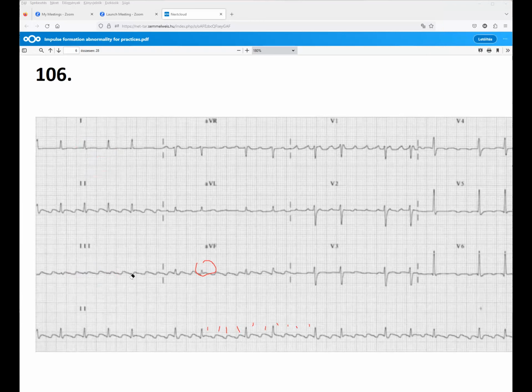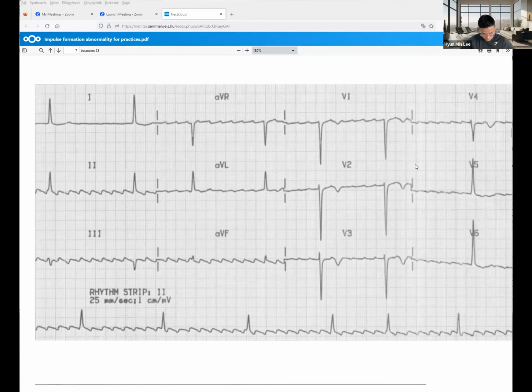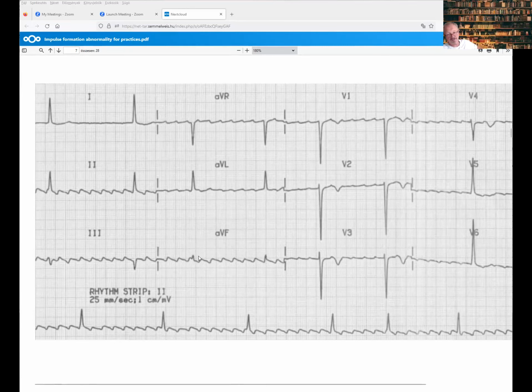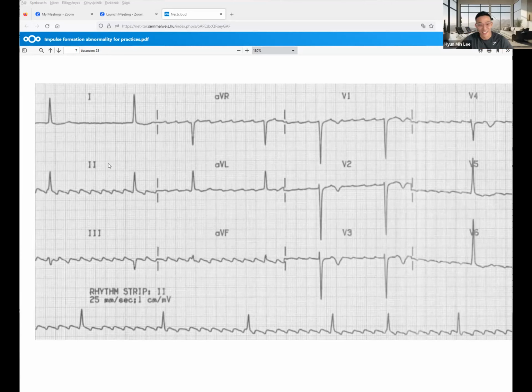Okay, very good. The next one is 107. That's me. I drew everything on paper, so I'll just look at your screen. I would say it's irregular. For the heart rate, I calculated it was around 43 beats per minute. So maybe bradycardia. It's not maybe, that's a bradycardia. So it is bradycardia.